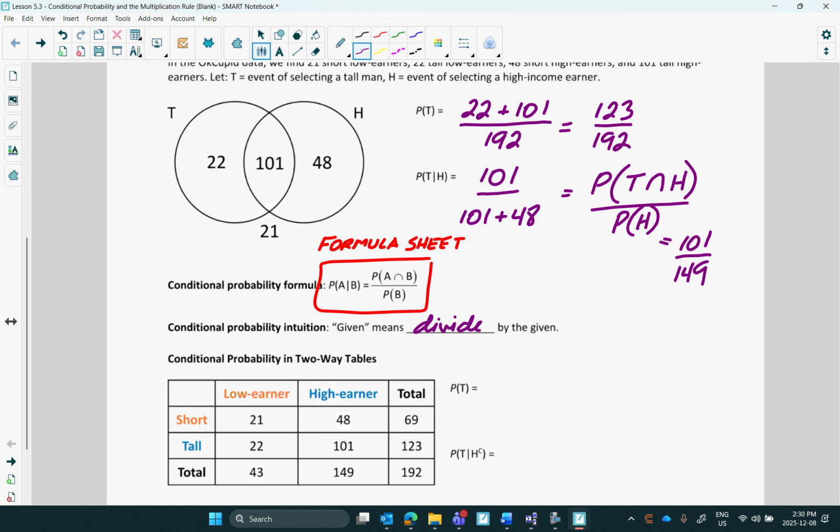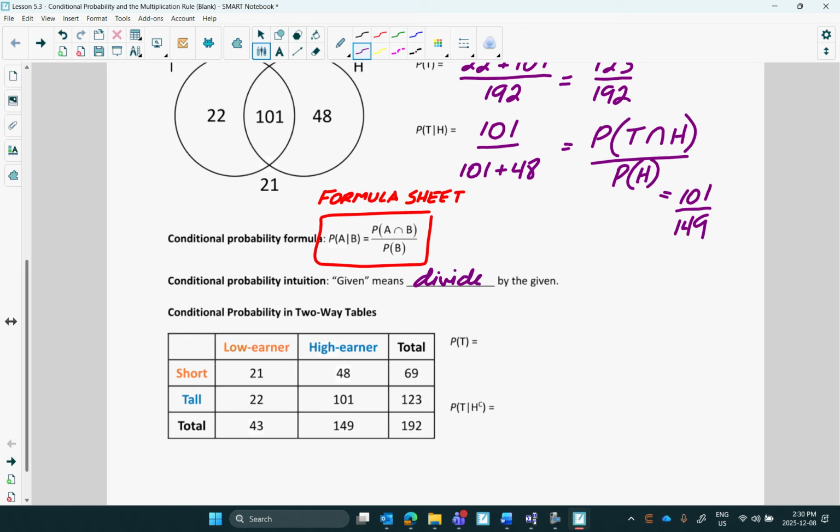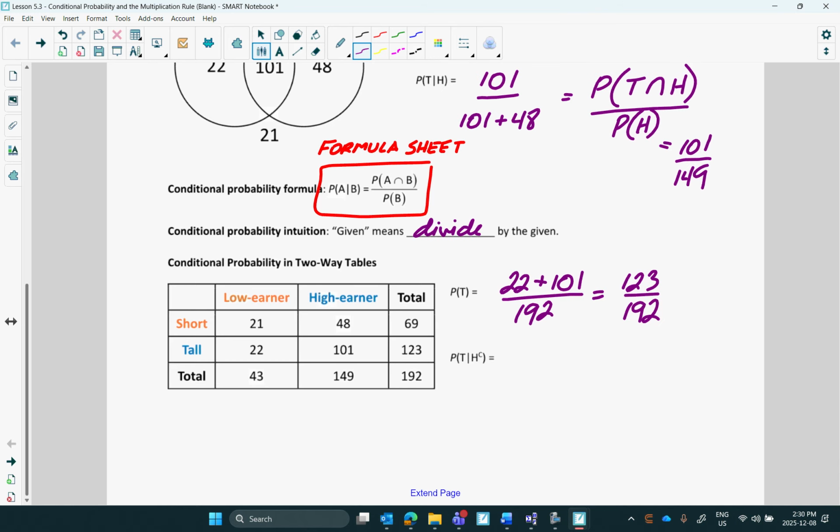Okay, same example, but this time we've got the two-way table. The first question is the same as the first question in the Venn diagram. The probability of a tall man doesn't change, right? It's 22 plus 101, or we could just have used the margin total, 123 over 192. But as soon as we have a condition or a given, our denominator is going to change. It's not going to be the entire population, in this case, 192 men.